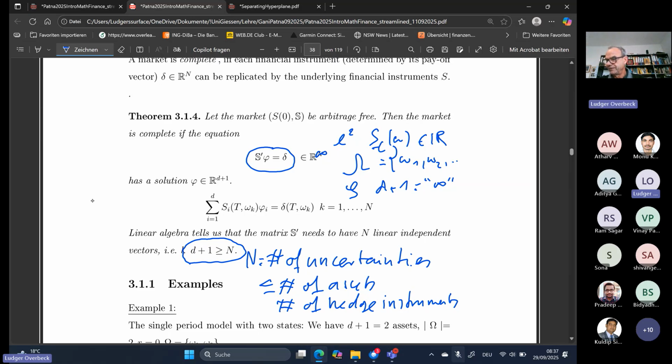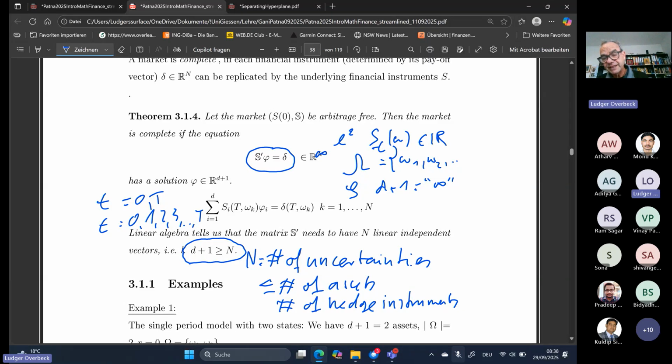We now look at, here we had T equals 0 or capital T, only 2 time points. Next step is to take many trading periods. And that's already more realistic.